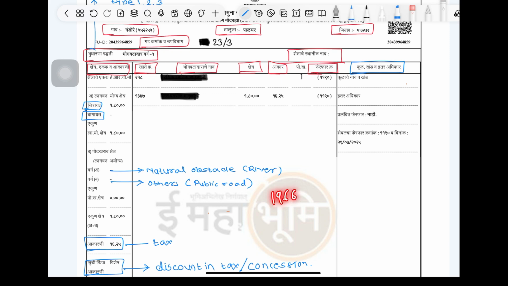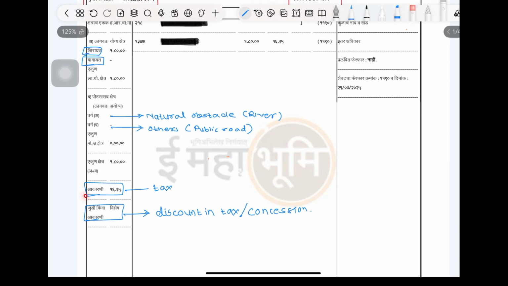Okay. Akarni means taxation. Here taxation is 16.25 paisa. It is per hectare. Now these taxation rates are very low considering they are not revised. Zudi kiva Vishesh Akarni. It means the discount in taxes or any concession given. Here there is no concession.